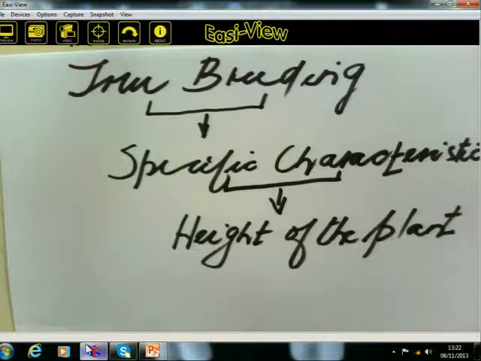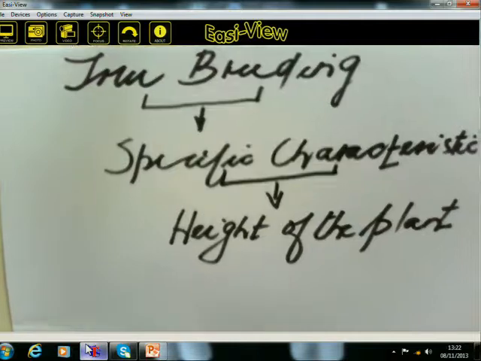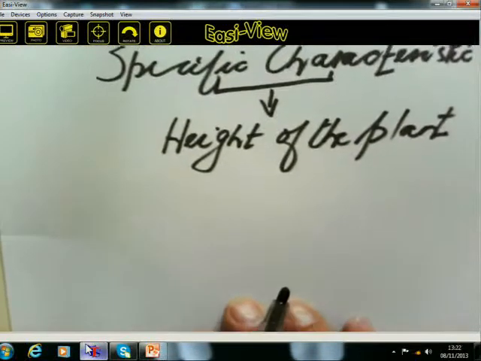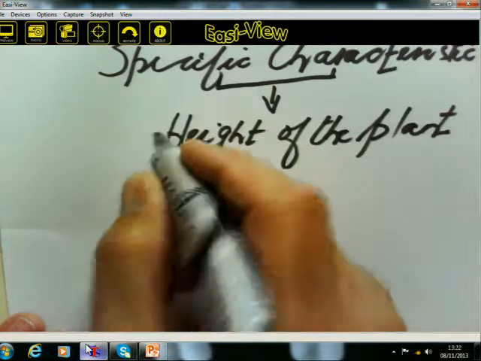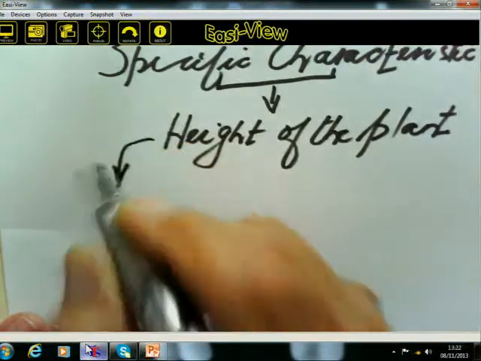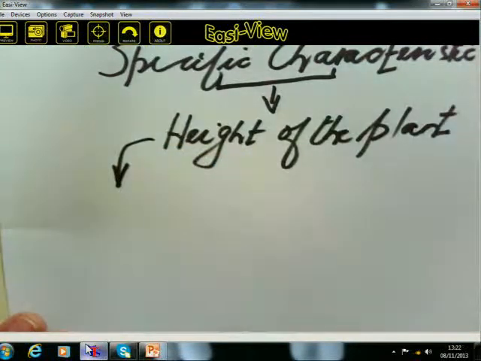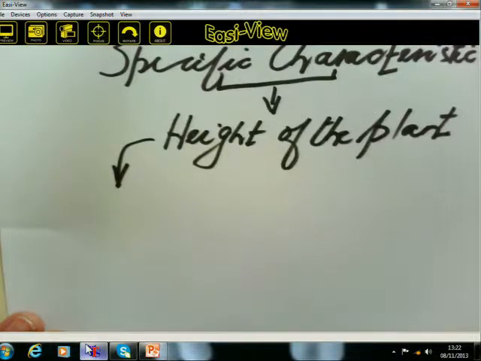Now let's go to the point, what is then meant by true breeding? If I say it's true breeding for a specific characteristic, like the height of the plant, then I must qualify that. Let us use the example, which is most probably in all the handbooks, Mendel's work, where he made a few experiments with garden peas.